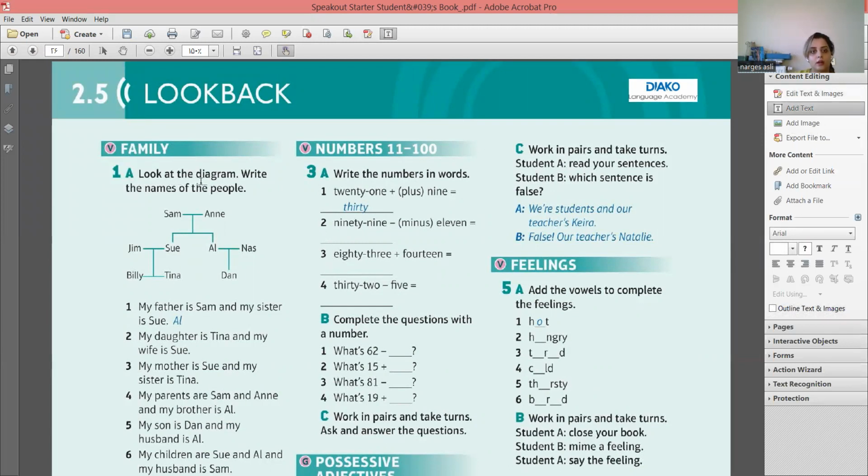Family. Look at the diagram. Write the names of the people. The diagram is like a chart, with Sam, Anne, Sue, Al, Dan, Jim, Sue, Billy and Tina. Number 1: My father is Sam and my mom, my sister is Sue. So her father is Sam, her mother is Anne, and her sister is Sue.